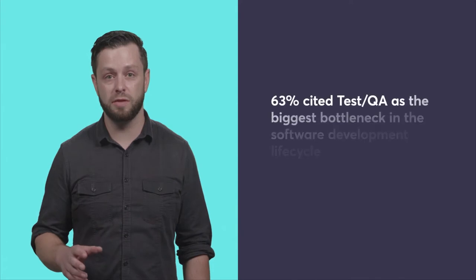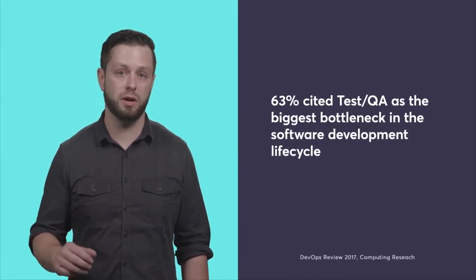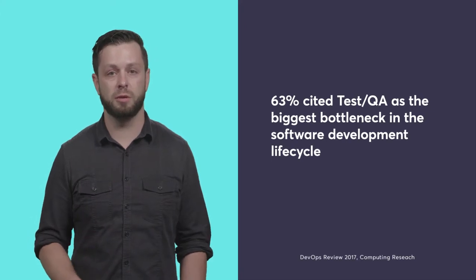Agile and DevOps are becoming commonplace practices for organizations that are trying to stay competitive in today's application economy. But even though the benefits of Agile and DevOps are uncontested, many organizations are still hitting the proverbial wall in QA. In fact, in a recent survey, 63% of respondents cited test and QA as the biggest bottleneck in the overall software development lifecycle. Why is this? Well, simply put, these organizations are not testing continuously.